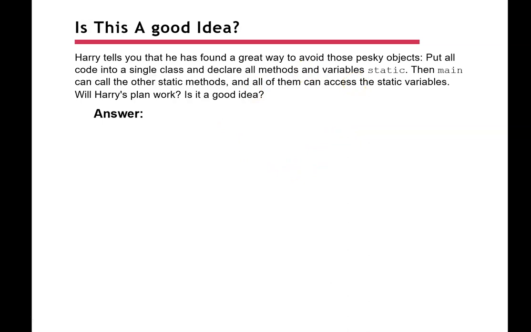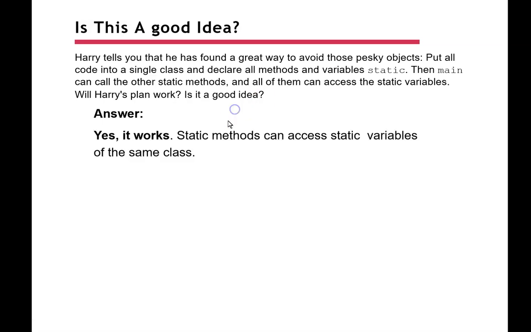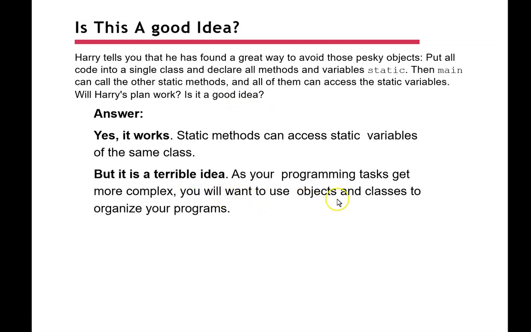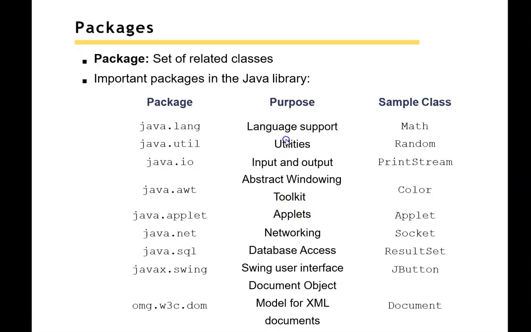Harry decides to tell you he's found a great way to avoid all those objects. Put all code into a single class and declare all methods and variables static. Then main can call all the other static methods, and all of them can access the static variables. Will this work? Yes, it'll work. You can do that. Should you? Absolutely not. It's going to get more and more complex, and there's no reason to use a language like Java for that. So now moving on to packages.